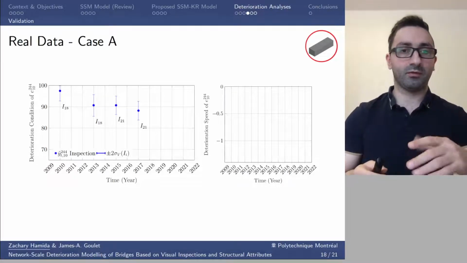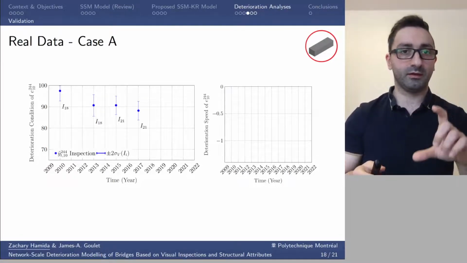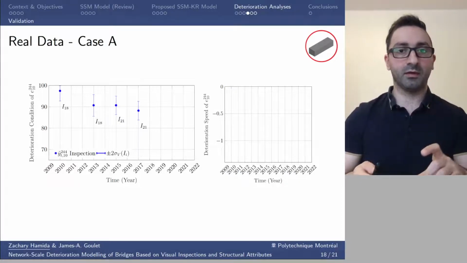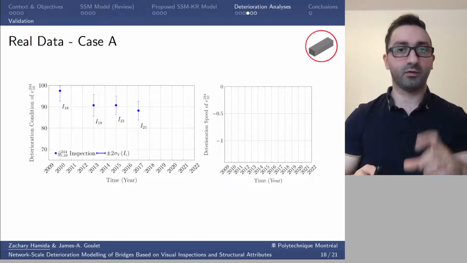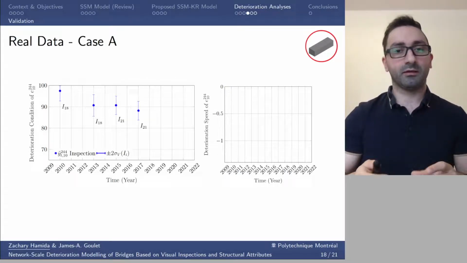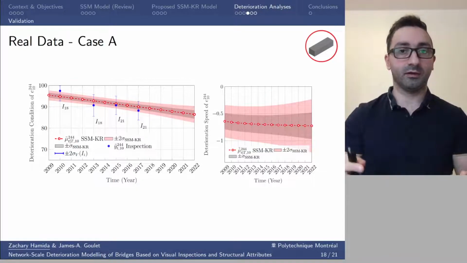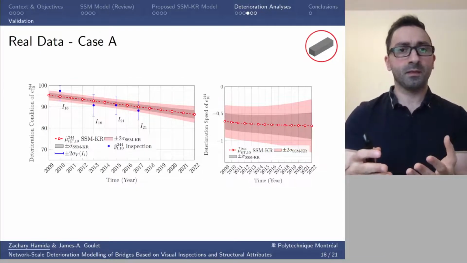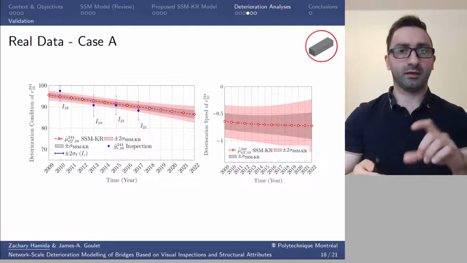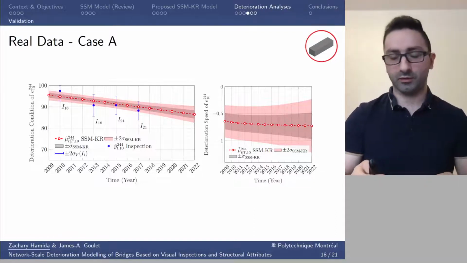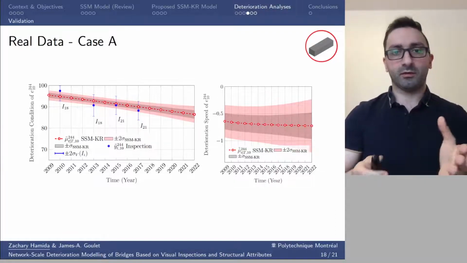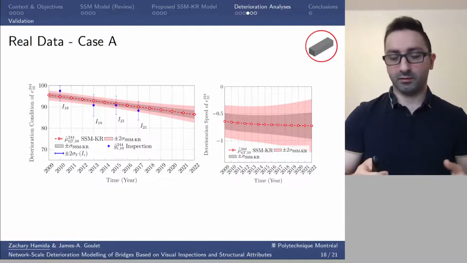So if we want to show the inspector's uncertainty as estimated by our model parameter estimation framework, you see it represented by the blue vertical lines. The model estimate is represented by the red dashed line, and this is based on the SSM-KR model. We also have the confidence interval around our model estimates, for the condition and also for the speed on the right.